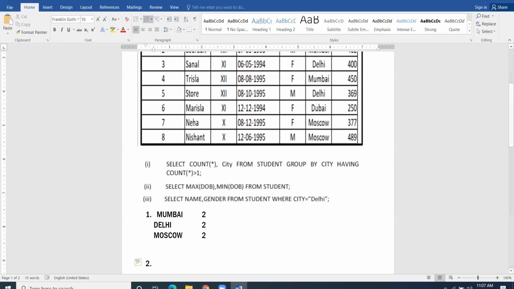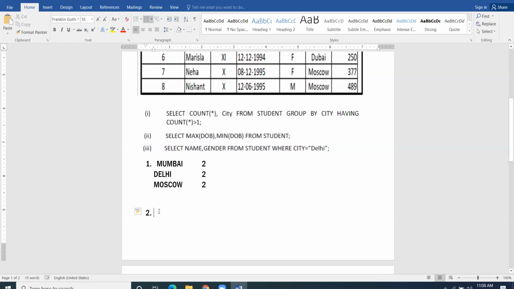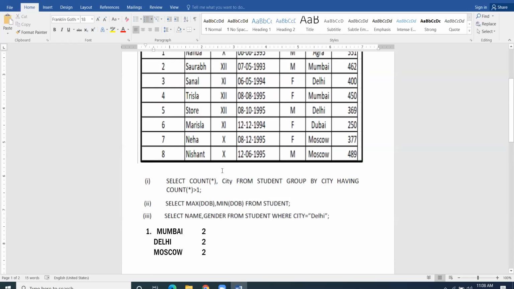Next, select. Nikhil has raised his hand. Yes, Nikhil. Sir, the values that will be displayed like Mumbai, Delhi, Moscow, will there be any particular order or random? Yes, the order will be the order which is given in the query. The order of the fields will be the order that is given in the query: count star, then city. Right? Sir, I mean whether Delhi will come first or Mumbai later? That is not so important.